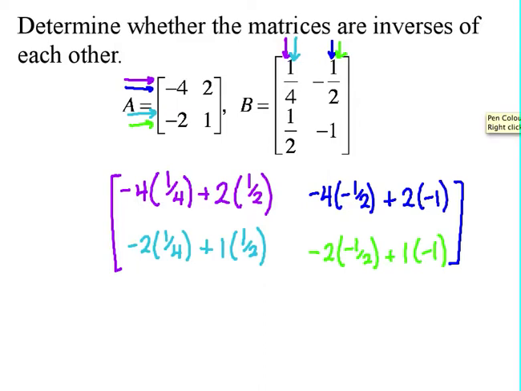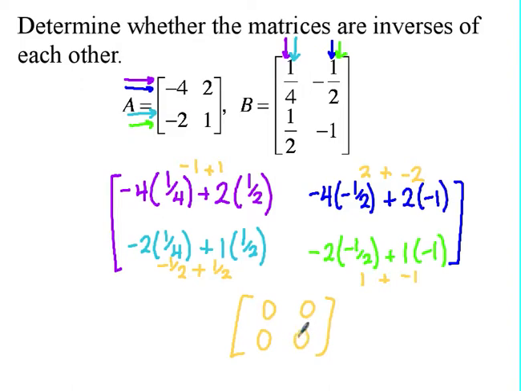Now let's go ahead. -4 times 1/4 is what? -1 plus, what is 2 times 1/2? 1. What do I get here? What's -4 times -1/2? 2 plus -2. What's -2 times 1/4? -1/2 plus 1/2. And what is -2 times -1/2? 1 plus -1. So if I add those together, what is my resulting matrix? So are these inverses?